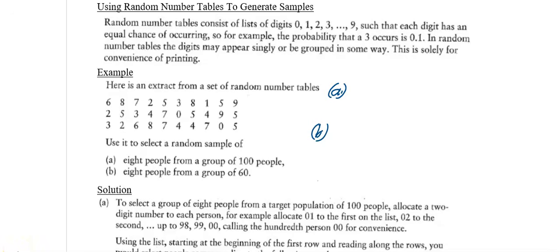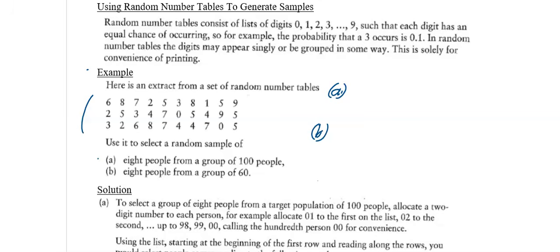Okay, we're going to look at how we can use random number tables to generate samples. We're going to jump straight to the examples here. In this example, it says, here's an extract from a set of random number tables, and use it to select a random sample. First one is 8 people from a group of 100 people. So we've got these random numbers here, and we want to use them to generate a sample of 8 people out of 100. So we'll just get started.